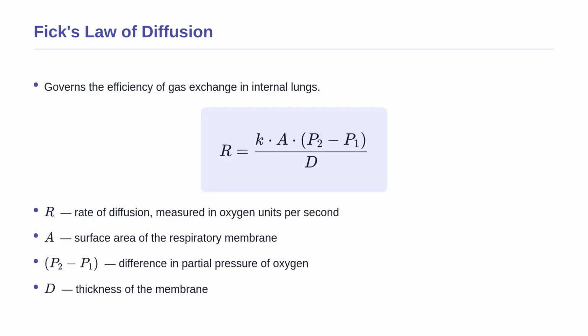The symbol K is the diffusion constant, a fixed number depending on the gas. The variable A stands for the surface area of the respiratory membrane. The term P2 minus P1 represents the difference in partial pressure, acting as the driving force. Finally, D represents the thickness of the membrane. Physically, to increase oxygen intake, an animal must maximize its surface area A and minimize the membrane thickness D.